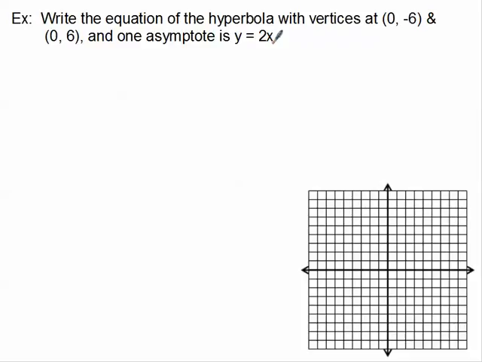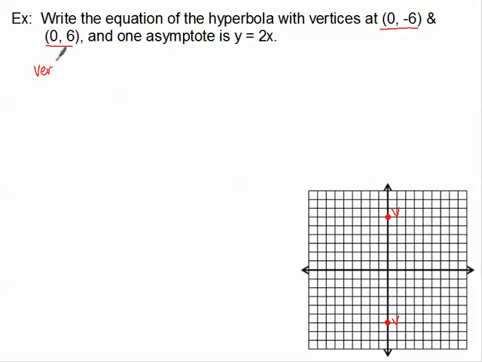Well, let's graph the two vertices. Let's plot those in. (0, -6) is going to be 1, 2, 3, 4, 5, 6 units down here. I'll put a V. And (0, 6) is just 6 units above, 1, 2, 3, 4, 5, 6, and there's a V. Just given that information, I instantly know we're talking about a vertical hyperbola. Okay, so we got a vertical one here.